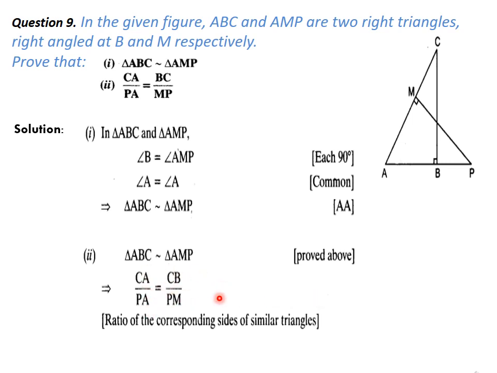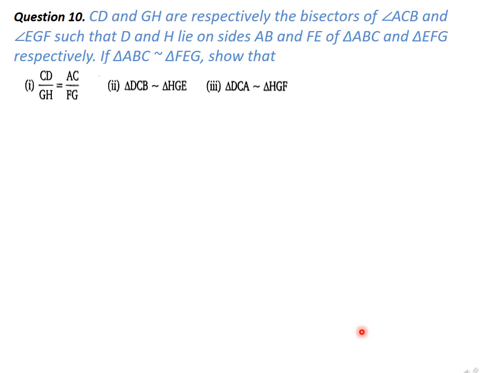Now, it is very important to write down all the ratios and conclude this. So, AC by AP is right over here and BC by MP. And the third ratio would have been AB by AM. We do not need the last one because they have not asked us to prove it. So we have omitted that part. So hence proved. Question number 10.